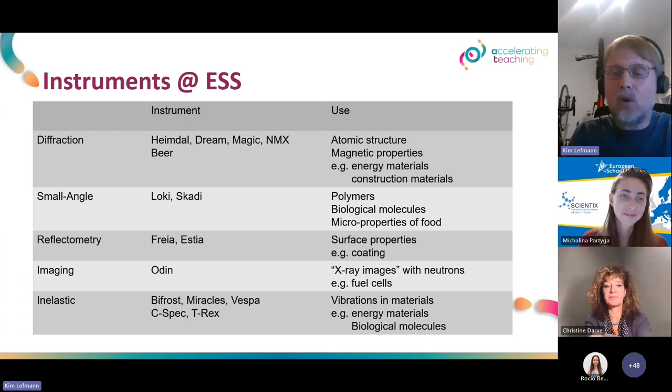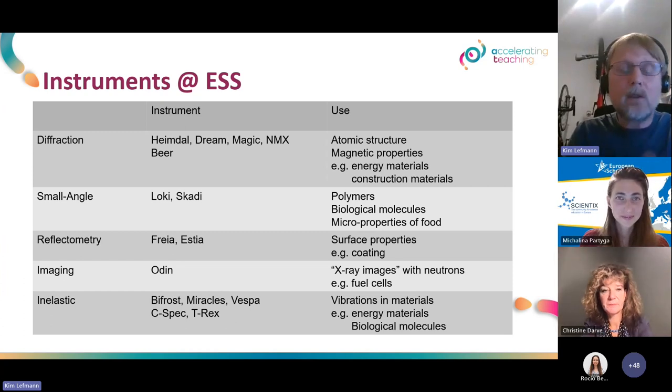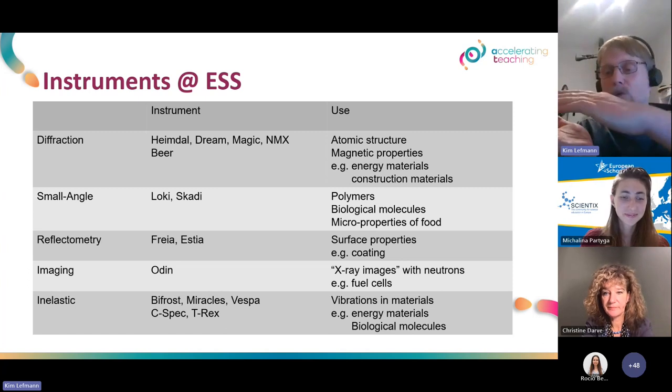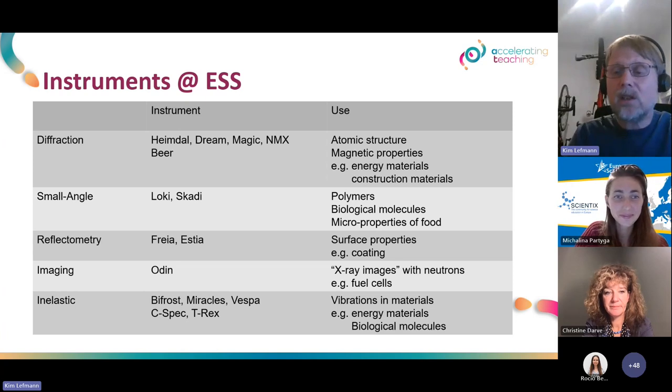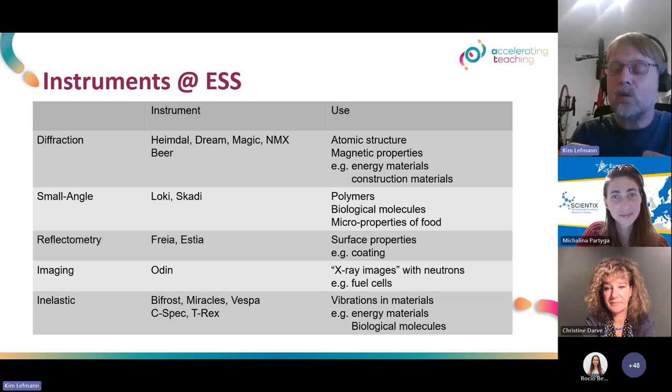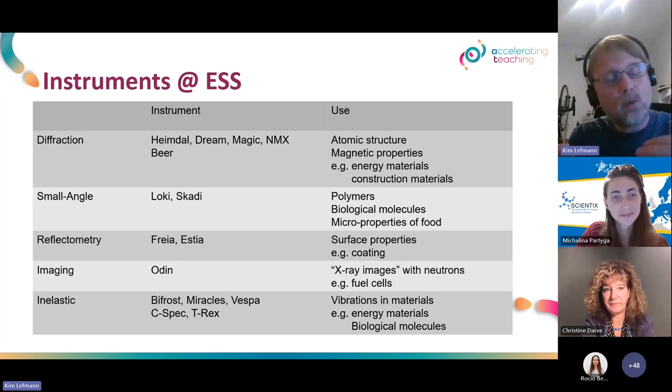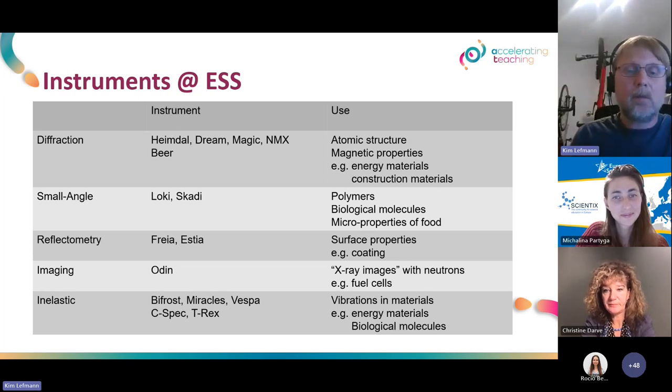Reflectometry is, as I said before, where you study surfaces, the composition of surfaces. If a surface is composed of layers, the neutron will very easily see how the composition is. Two reflectometers there, Freia and Estia. Imaging is the one I showed you before with the Buddhist statue that you shoot through and get something that looks like hospital X-ray images.